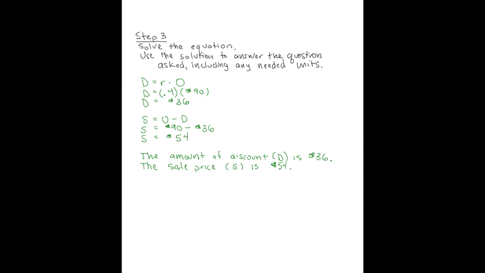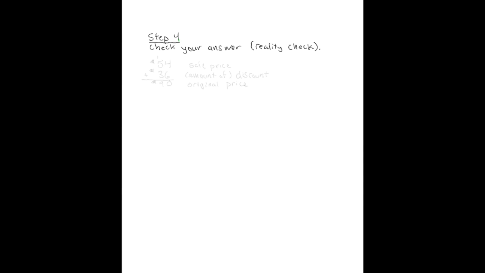That moves us on to step 4. You'll recall that when you get to step 4 and you're checking your answer, you're only using numbers. There are no variables anymore. And one way you can check your answer here is if you take the sale price and the amount of discount and add them together, it should give you the original price. Let's check and make sure we did it correctly.